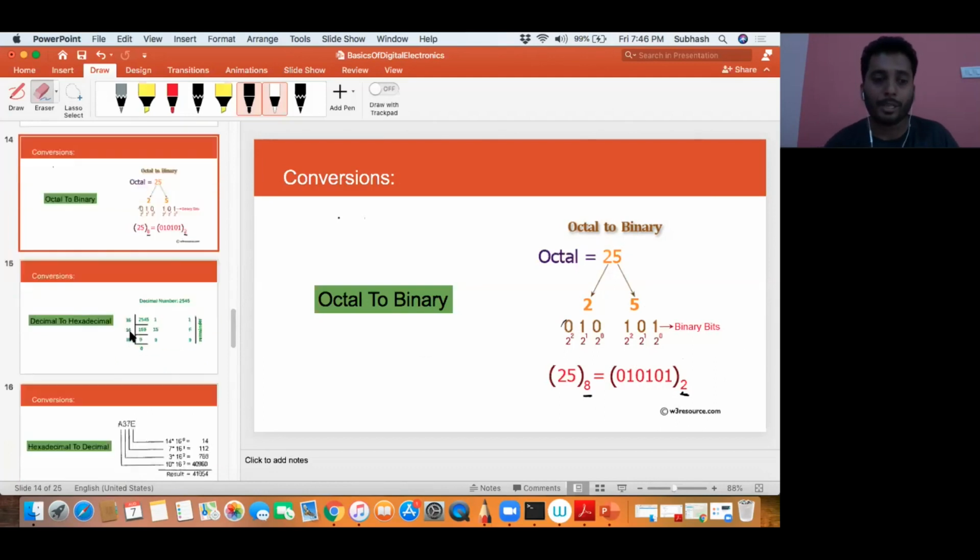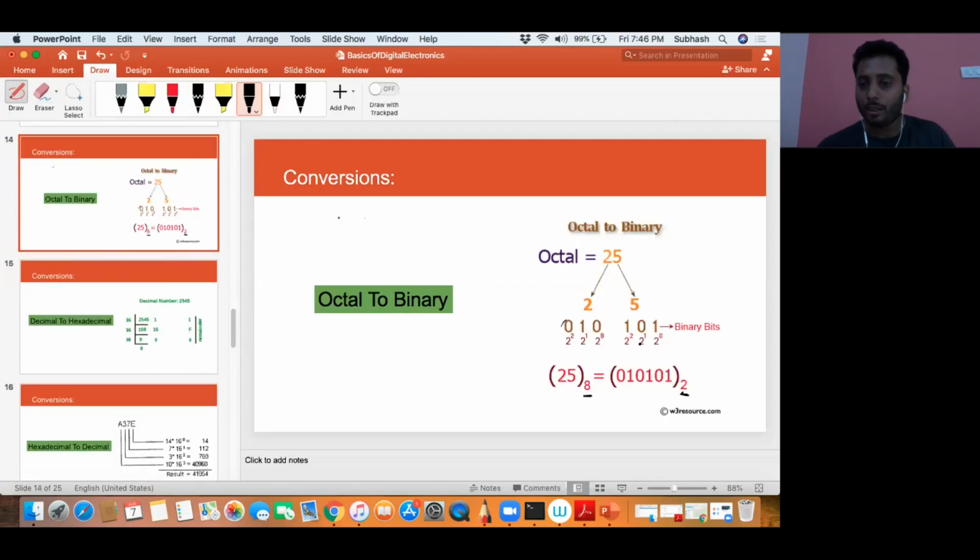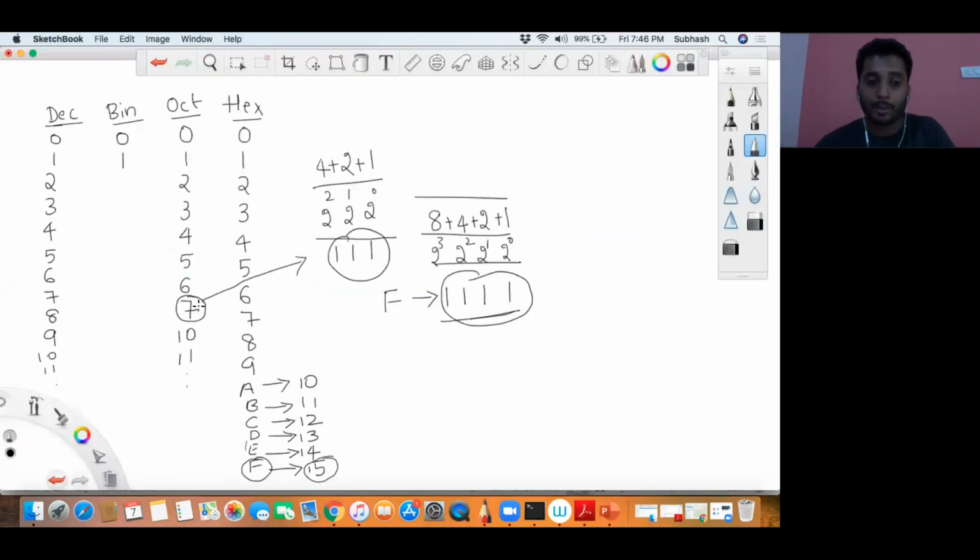So similarly we do the same thing with our hexadecimal number too. So we have a hexadecimal number, which is nothing but 1, A, C, and 5. So we will represent each digit in its binary equivalent. If you see in octal, I'll just go back. In octal, we represented each digit with only 3 bits, because the maximum number in octal can be represented using only 3 bits. Whereas in hexadecimal, the maximum digit is 15, and we can represent this using 4 bits, that is 1111.